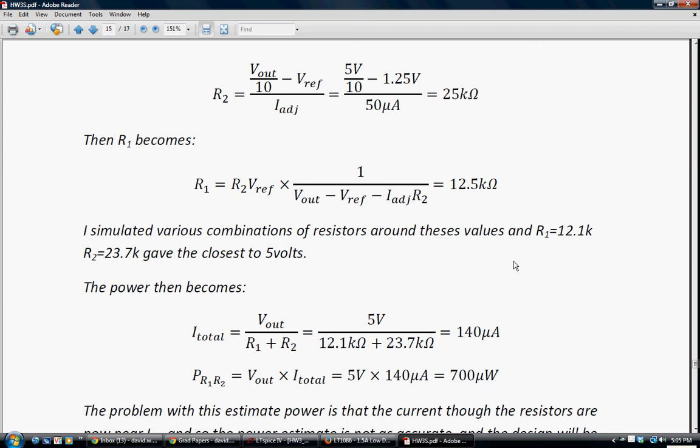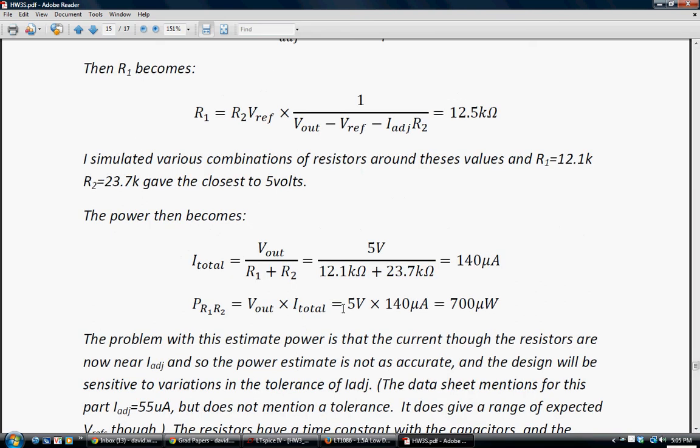So when I started running it in Spice, I found that R1 of 12.1 kiloohms and R2 of 23.7 kiloohms gave the closest to 5 volts. I noticed I adjust in the simulation was 55 microamps and not 50. And when you dig through the data sheet, you realize that for this particular part, yes, I adjust is not 50, it's 55. So the thing is even when you read the data sheet, you can read it again and again and still learn something each time.